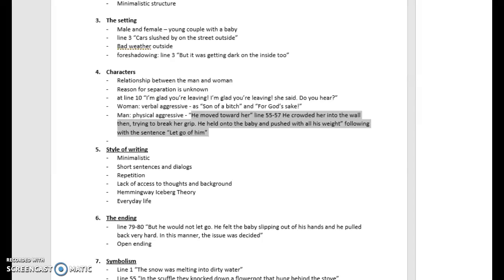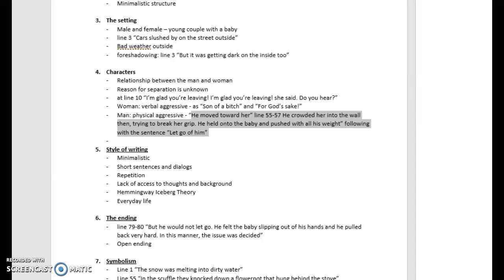Overall, the story has a lot of minimalistic features in it. It also has a few symbols. For example, at line 1, "the snow was melting into dirty water." The snow symbolizes their relationship. Snow is associated with something beautiful that we like, but when it's melting, we don't like it anymore. So it represents the relationship going from a great thing to broken and destroyed.